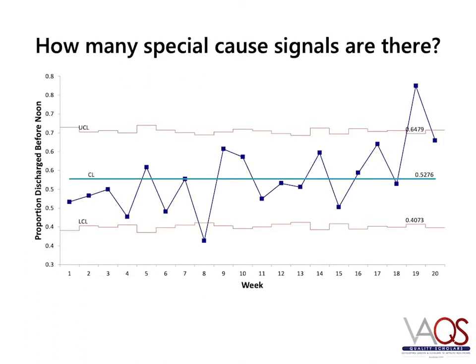Next, you are provided data for the proportion of medicine patients discharged before noon for the past 20 weeks. You can see the fluctuating upper and lower control limits, which are characteristic of a p-chart, and indicate that the sample size in the denominator is varying for each data point. How many special cause signals are in this p-chart?